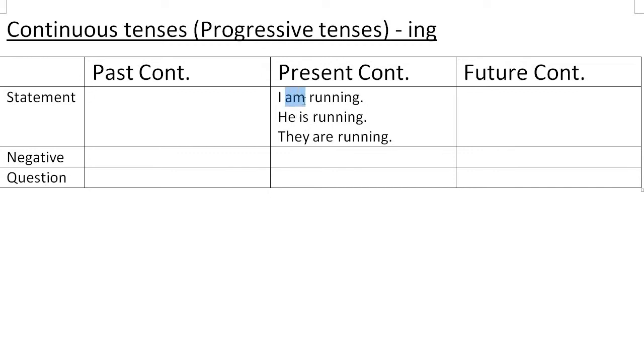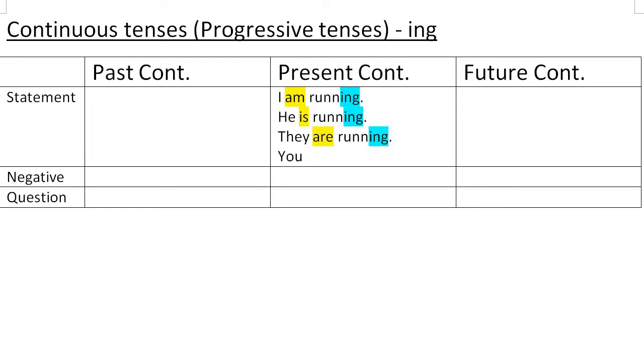And here are your important words. Am, is, and are. It will always be one of those three, and then you will have your ing. Okay, that's present continuous. It's as simple as that. I will always have am, he, she, and any other singular verb will always be is, and plural verbs will always be are, including you, right? You will be, because you can be singular or plural, so we default it as plural.